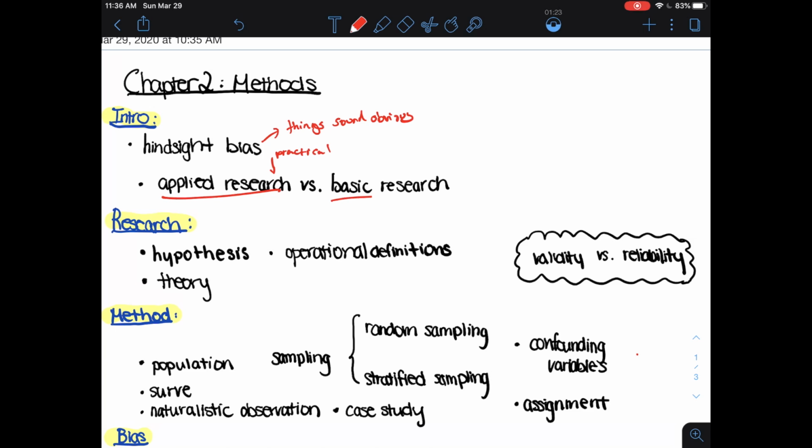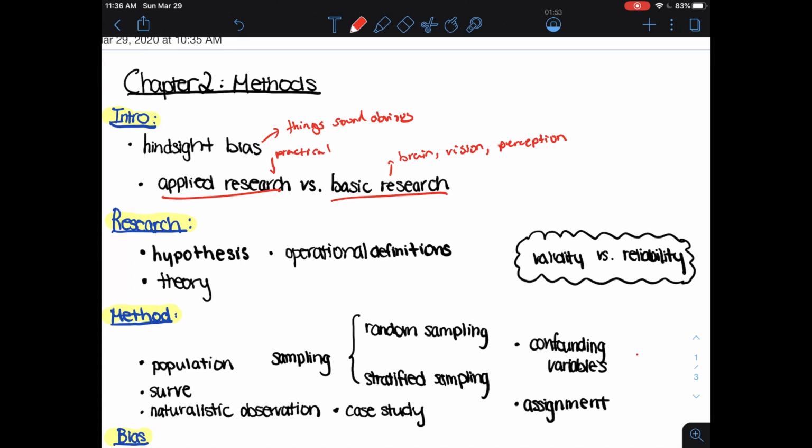However, there's also basic research, which is research that answers questions that probably only psychologists really have an interest in. For example, they might be looking at the brain, vision, how perception works. This is research that might not immediately have an application in our world, but it is necessary for psychologists in order to advance their studies.